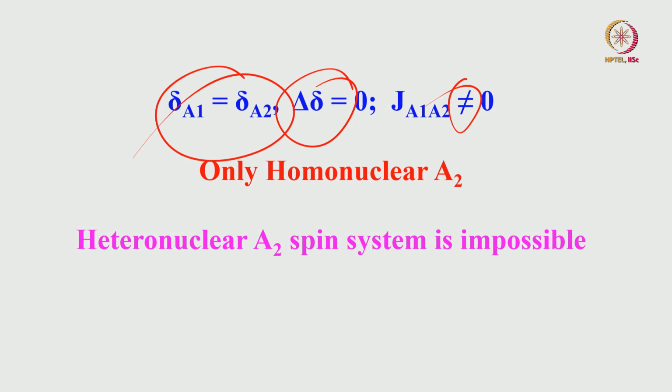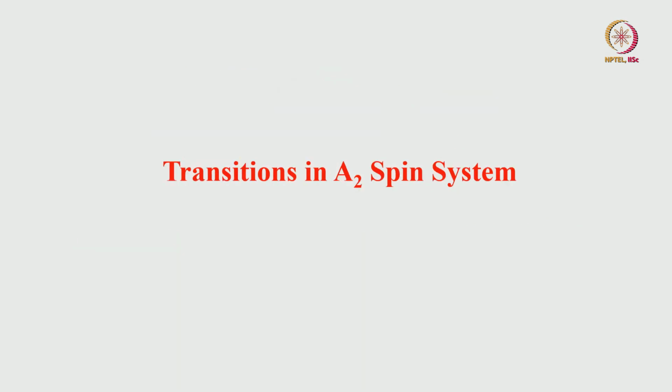In the case of homonuclear A2, you are always going to get the homonuclear case because chemical shifts are always equal. Heteronuclear A2 is impossible, similar to AB, where heteronuclear AB is not possible. Heteronuclear A2 is also not possible because of the large chemical shift difference; the resonating frequencies are megahertz apart.